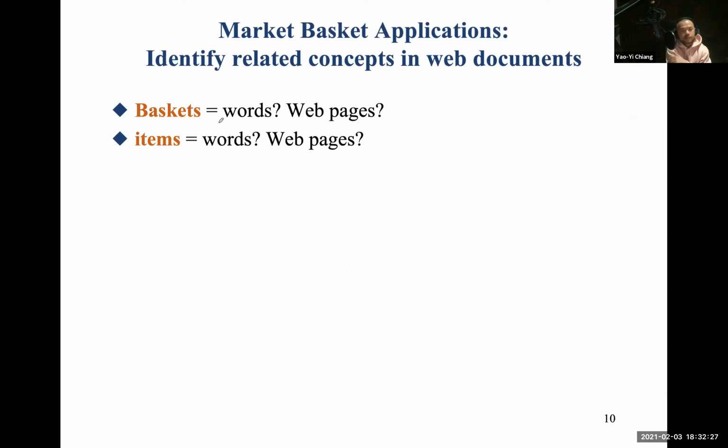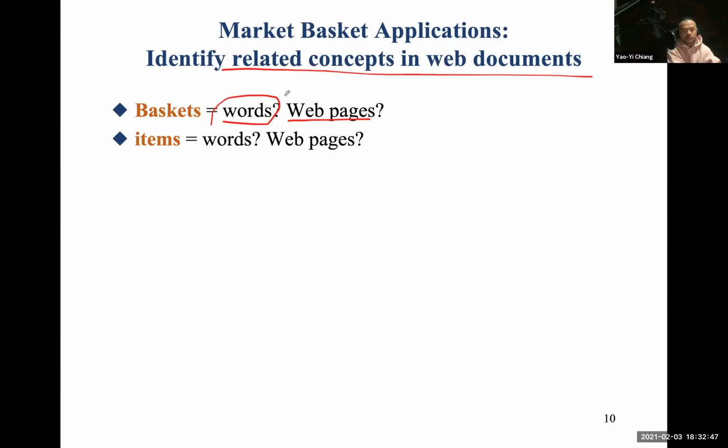So next example, we want to identify related concepts in web documents. So concepts here could be a set of words, right? If you have a set of words, they become a concept. Web documents are those documents that contain all these words. So what would be our baskets? What would be our items?